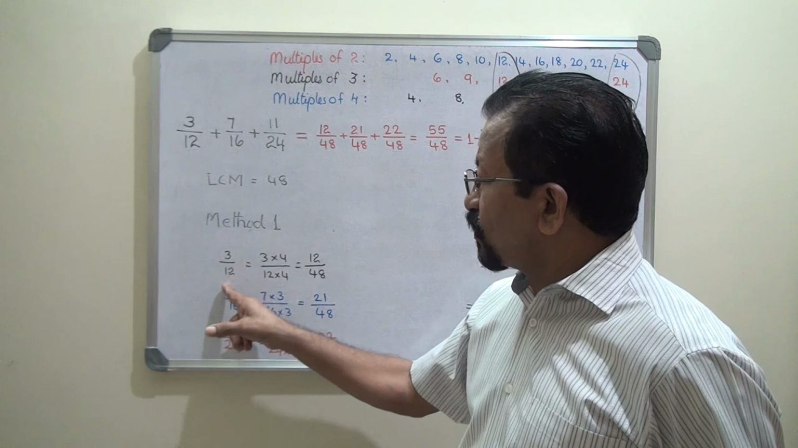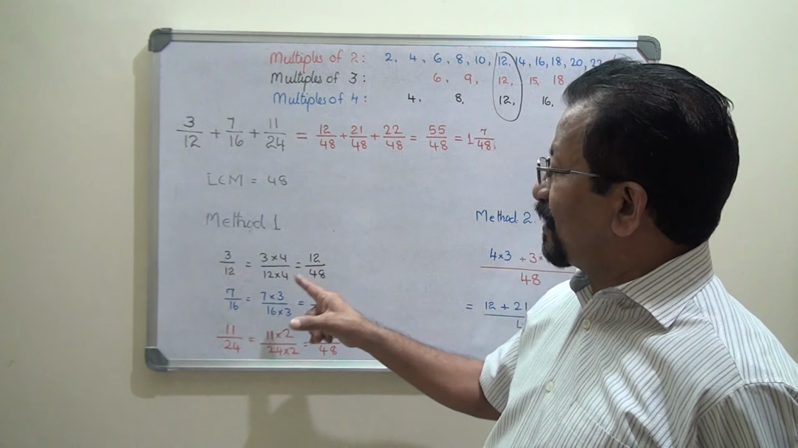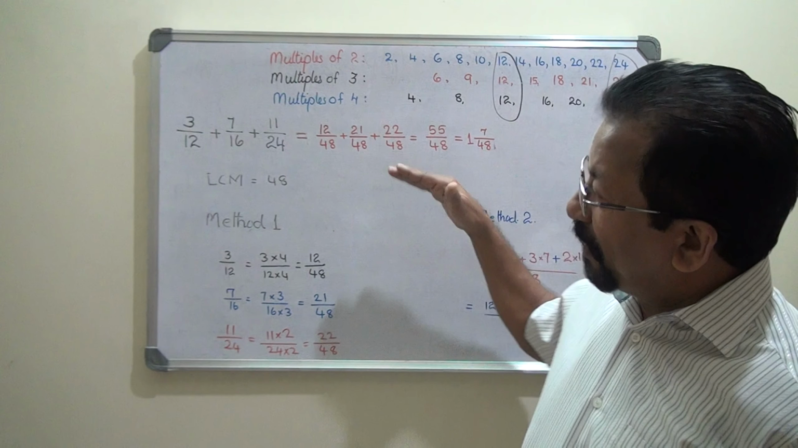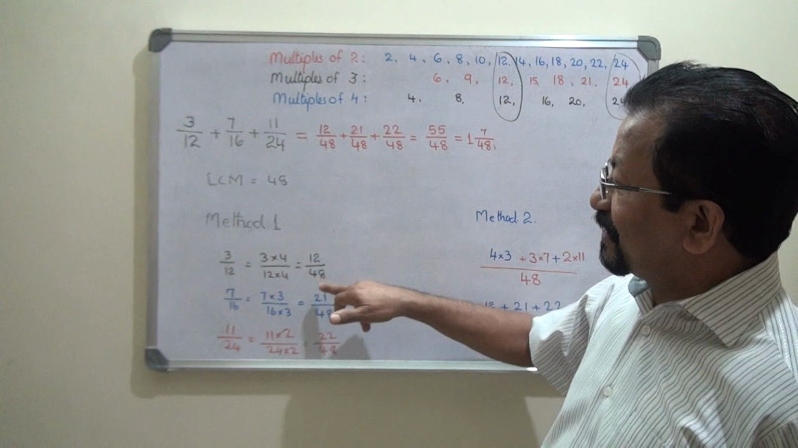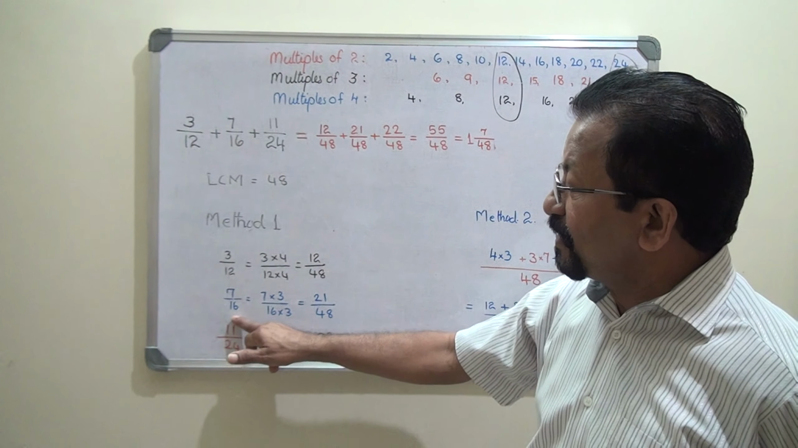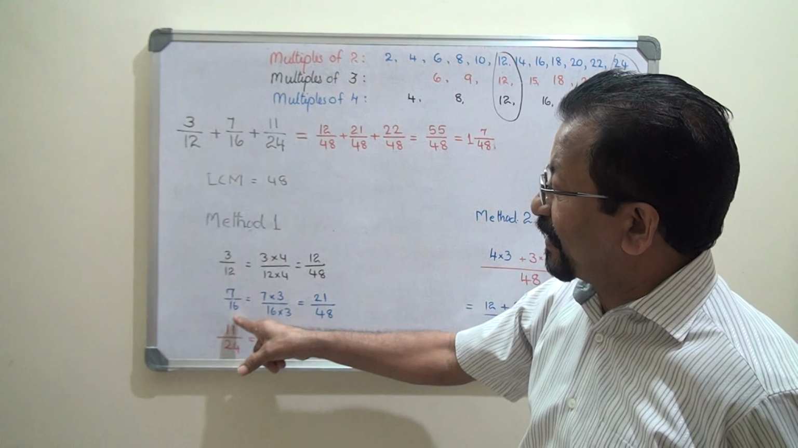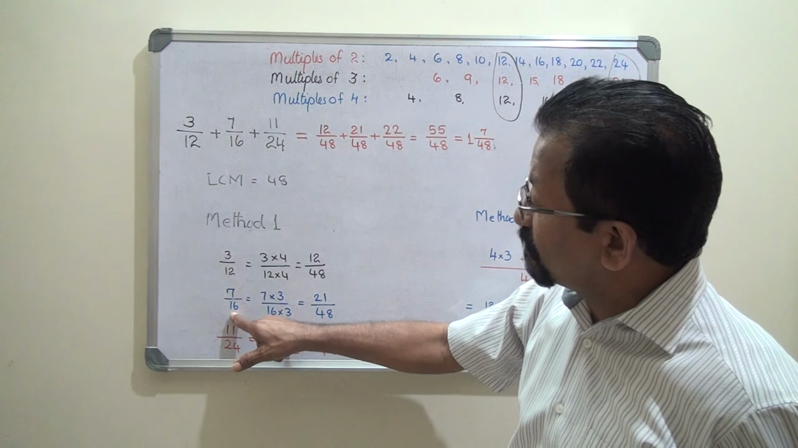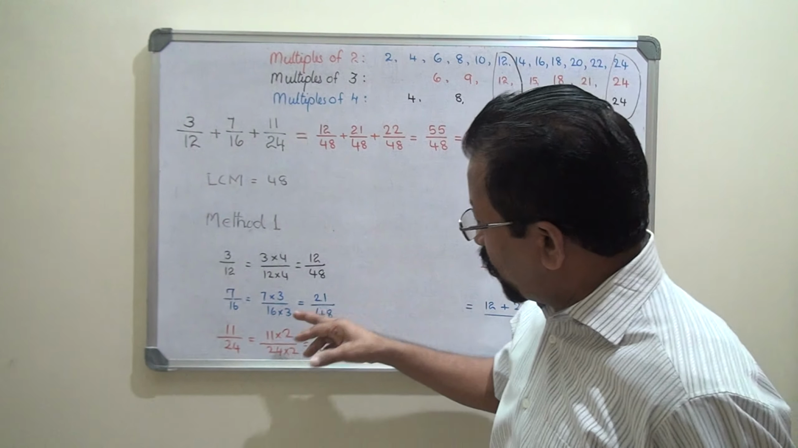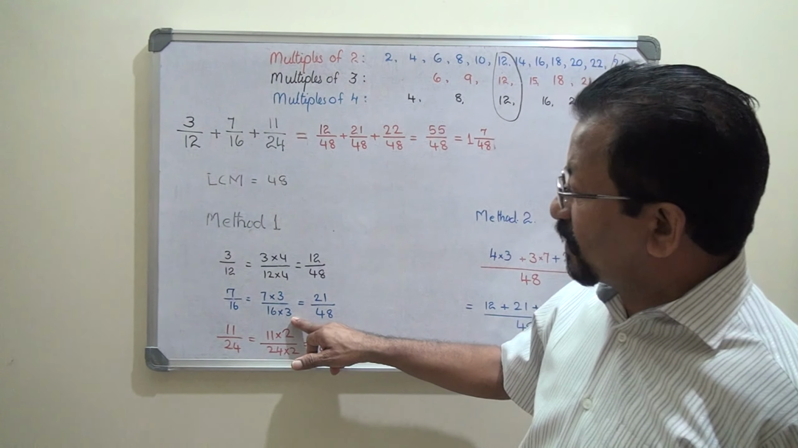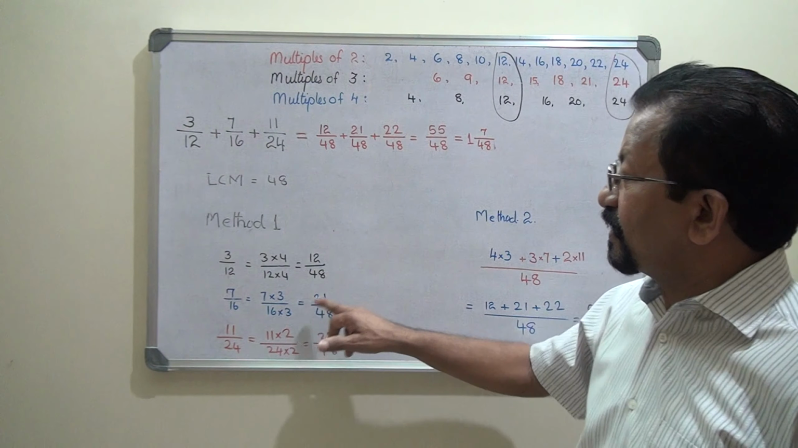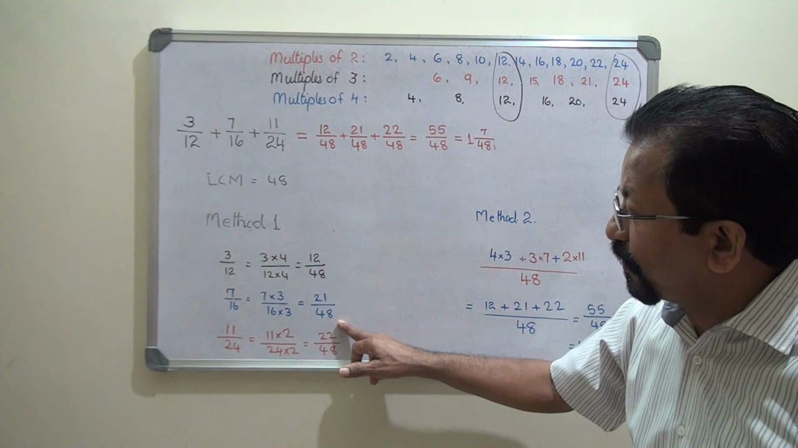Okay. So 3 by 12 can be changed as 3 into 4 and 12 into 4. It means the denominators we are making common, that is bringing it to the LCM 48. Similarly 7 by 16. 16 we want to make as the LCM 48. So how can we get 48 from 16? Multiply 16 by 3. In order to avoid change in the value, if you are multiplying the denominator with 3, multiply the numerator also with 3. That means 7 into 3 and 16 into 3. So 7 by 16 is 21 by 48.